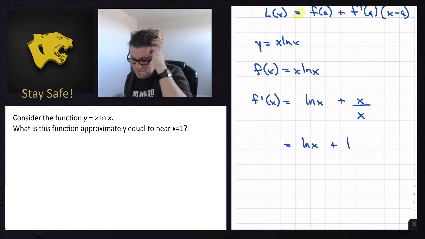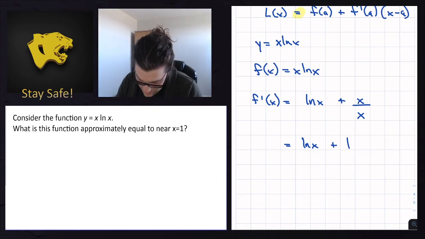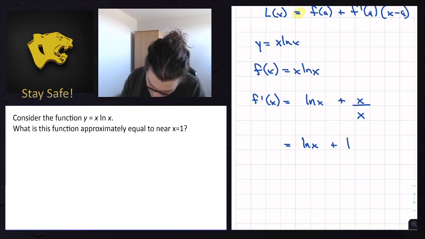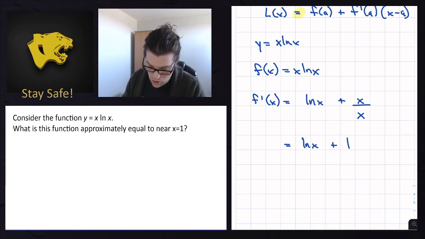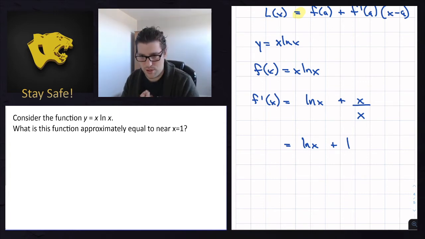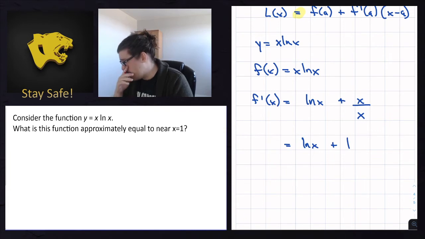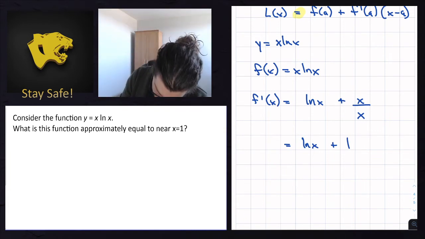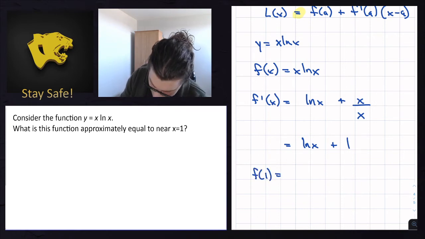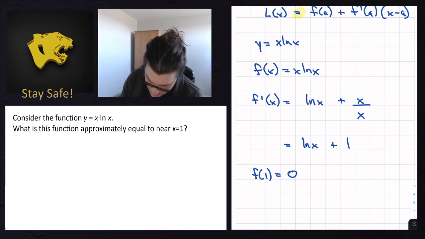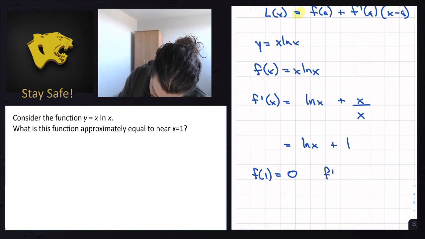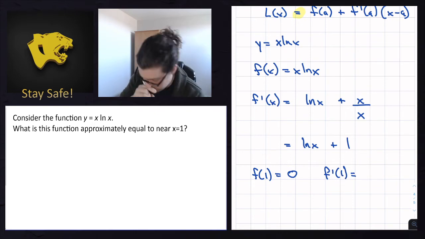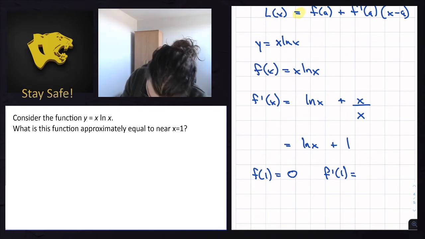So, all right, that's great. And what we're going to do then is, it's telling us that we want to do this close to 1. Now, hopefully 1 is a value that we can evaluate pretty tidily. Let's see how it goes. F of 1 is equal to 1 times ln 1. That's going to be 1 times 0, so just a 0. F prime of 1 is going to be equal to 0 plus 1, so that's going to be a 1 there.